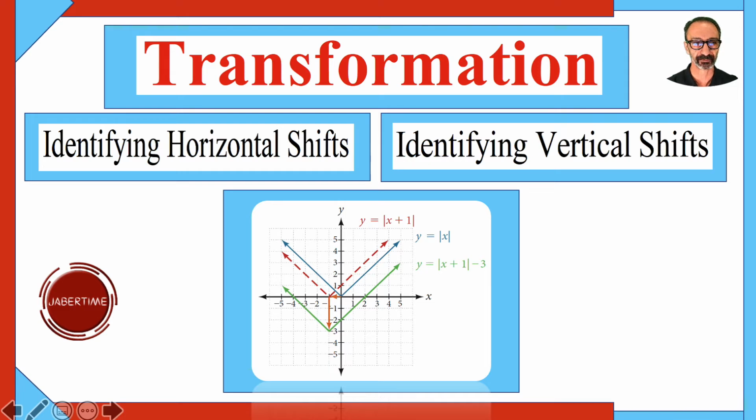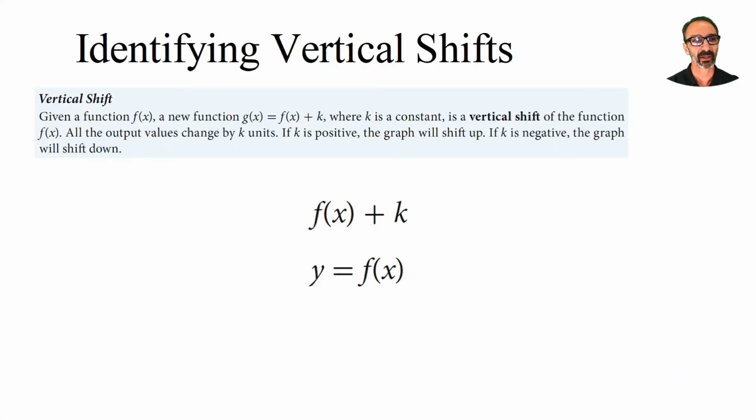Here we go. So vertical shift. In vertical shift, given a function f of x and new function g of x equals f of x plus k, adding a constant k outside, all the way outside, where k is a constant, is a vertical shift of the function f of x. All the output values change by k units. If k is positive, the graph will shift up, and if k is negative, the graph will shift down.